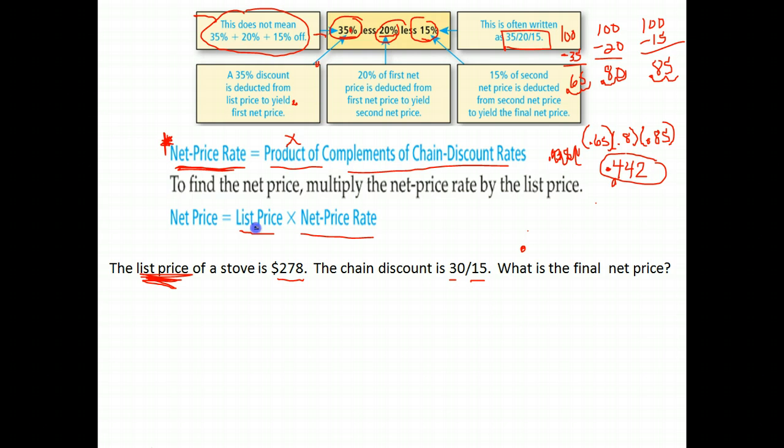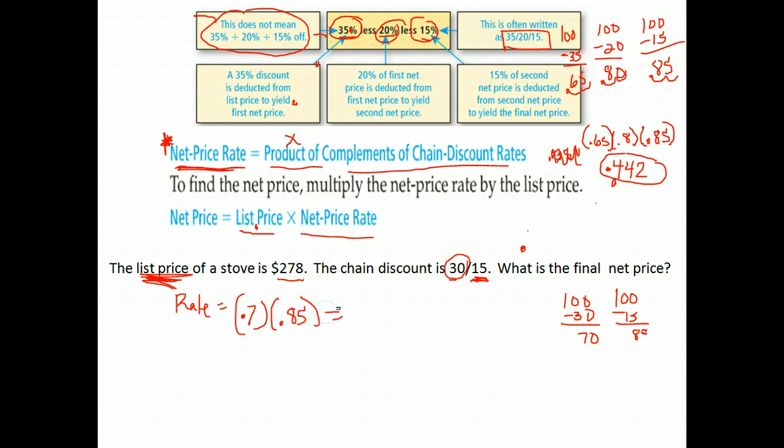So first we're going to find our net price rate. Okay, we're going to do that by multiplying the two complements together. So again, if you get 30% off, what percent are you paying? You're paying 70%. So that's our first, 0.7 is our first one. And then 15% off, if you get 15% off, what are you paying? Did that one up above, you're paying 85%. So 0.85.